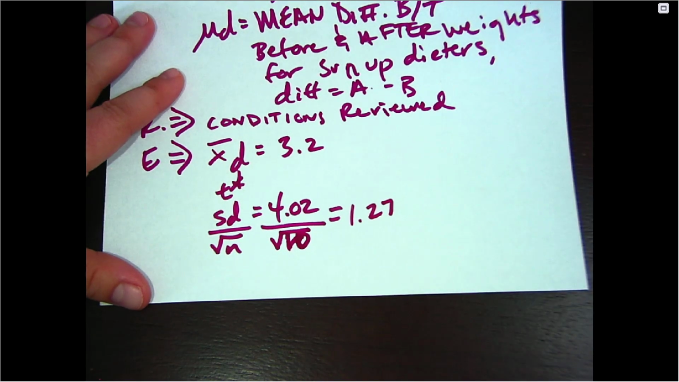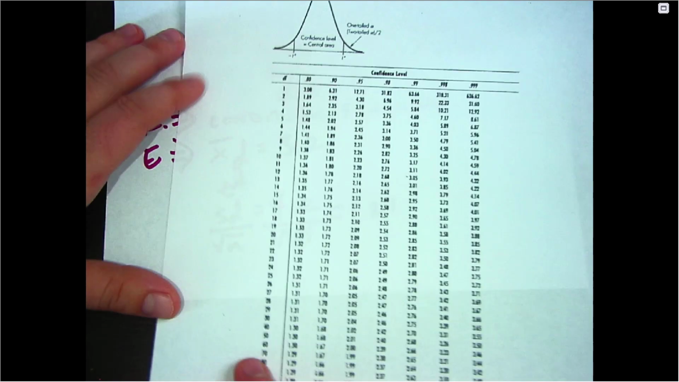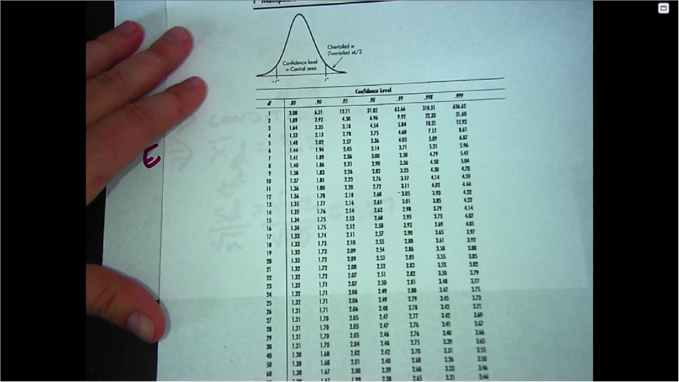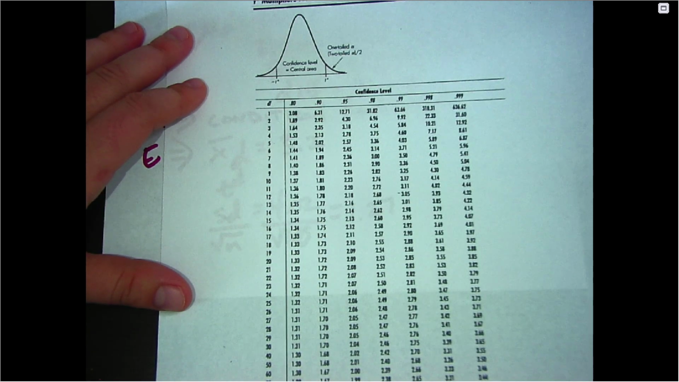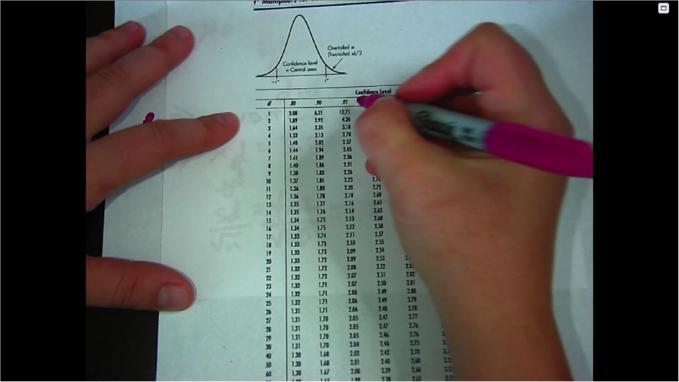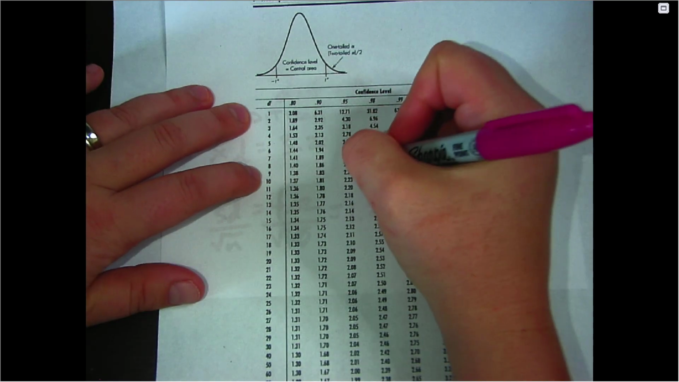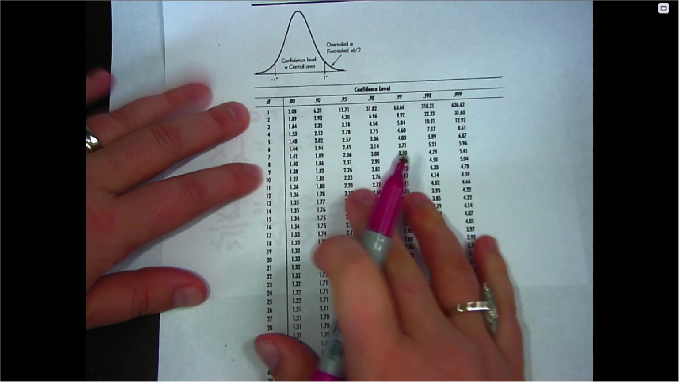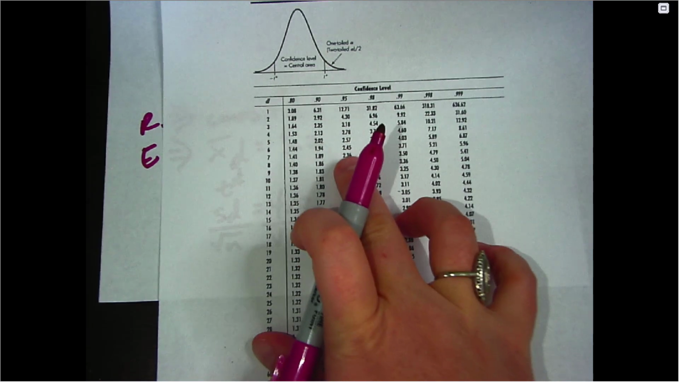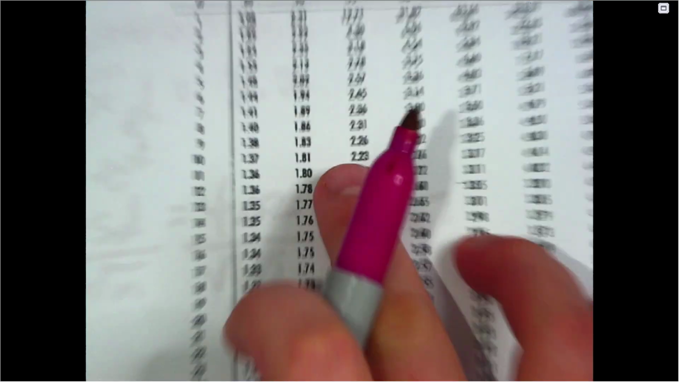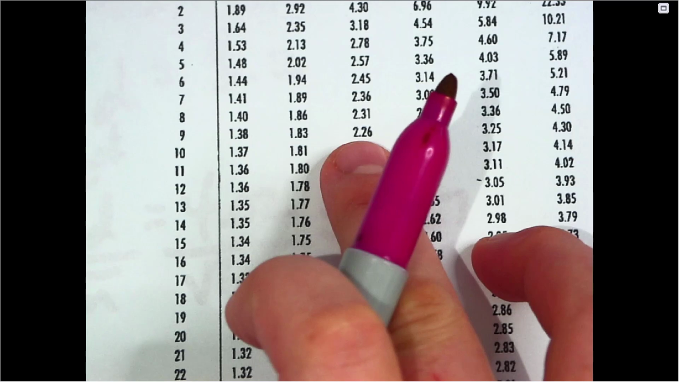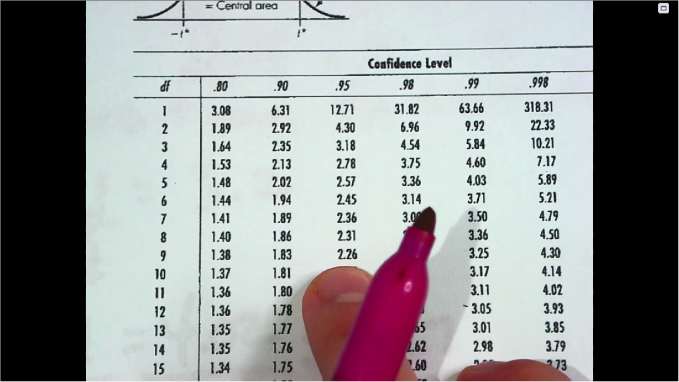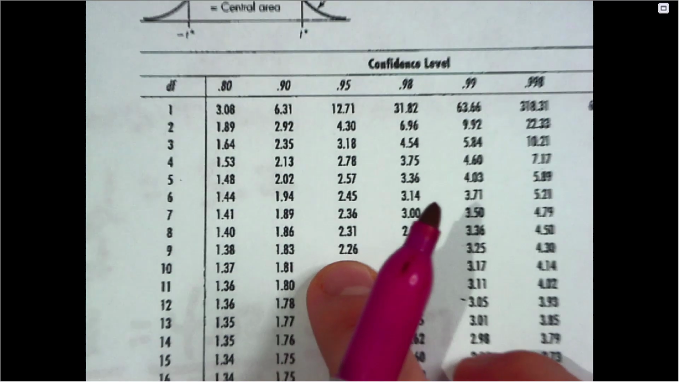All right, then we need our t star. And remember, to find your t star, you want to know how confident and your degrees of freedom. Well, we're doing a 95% confidence interval, and we have 9 degrees of freedom. So you can see here, I'm just going to zoom in a little bit. You can see here at 9 and 95, our multiplier is 2.26. So I'm going to use that.